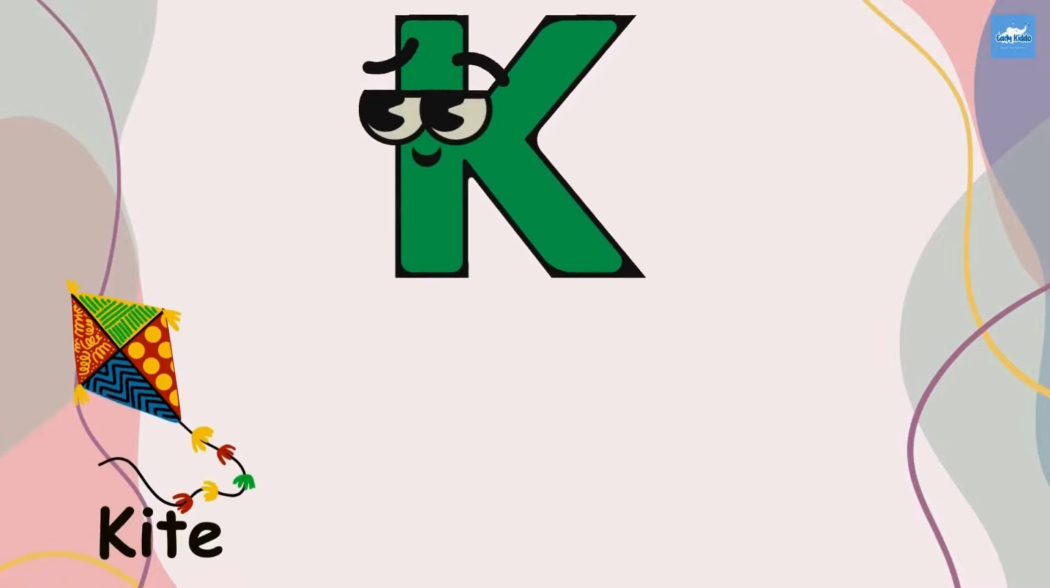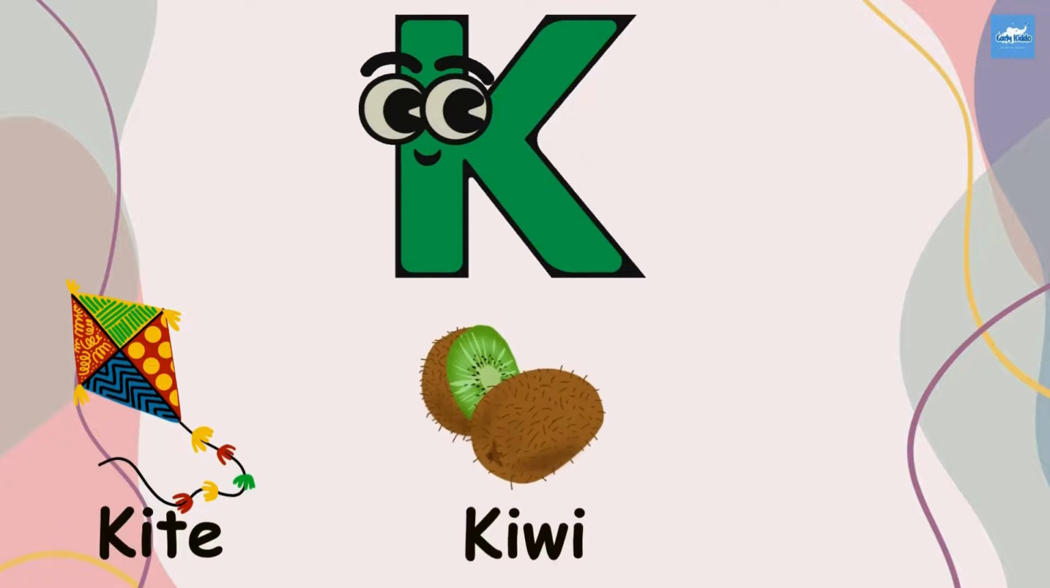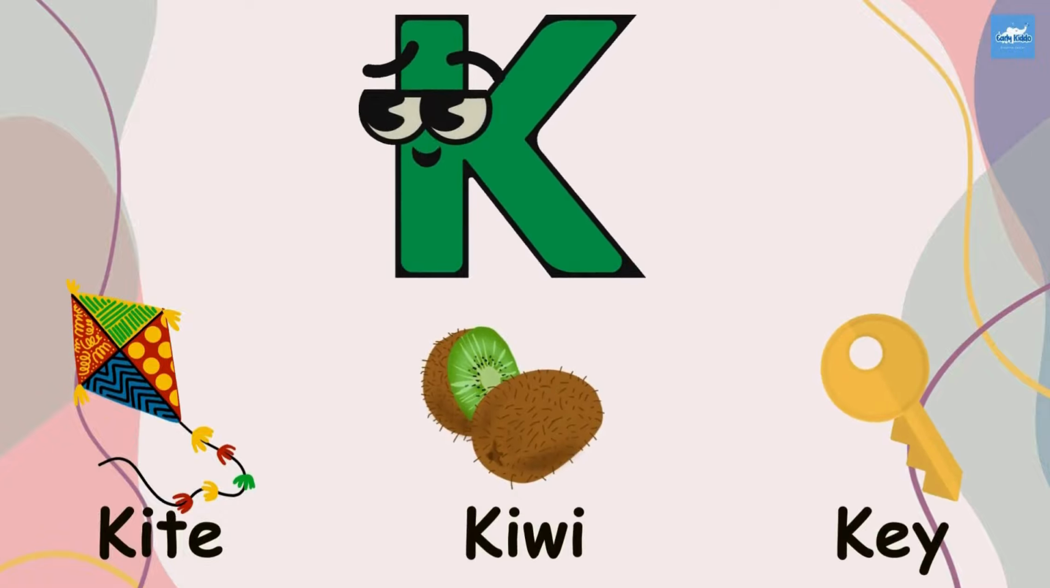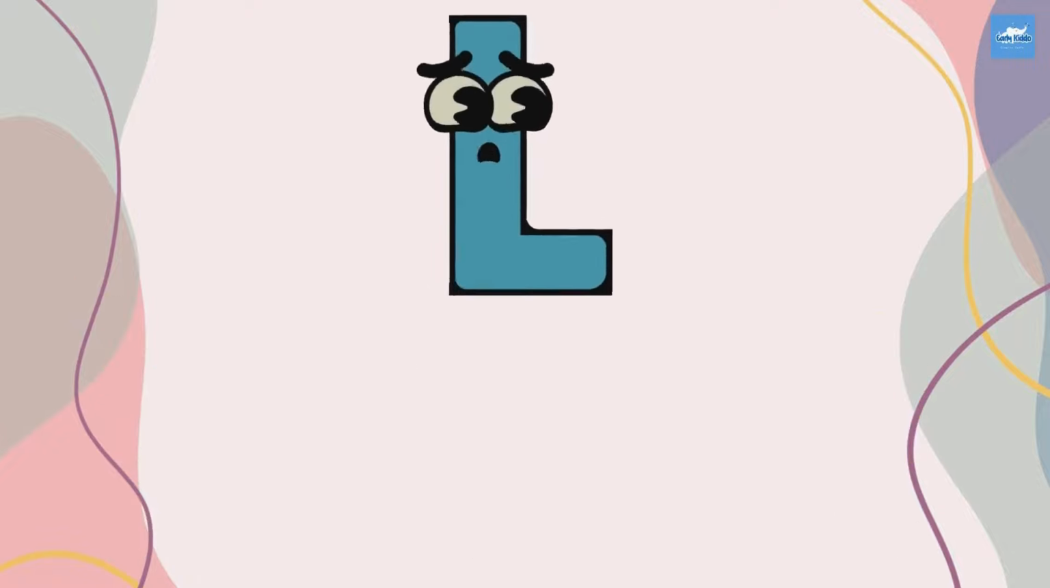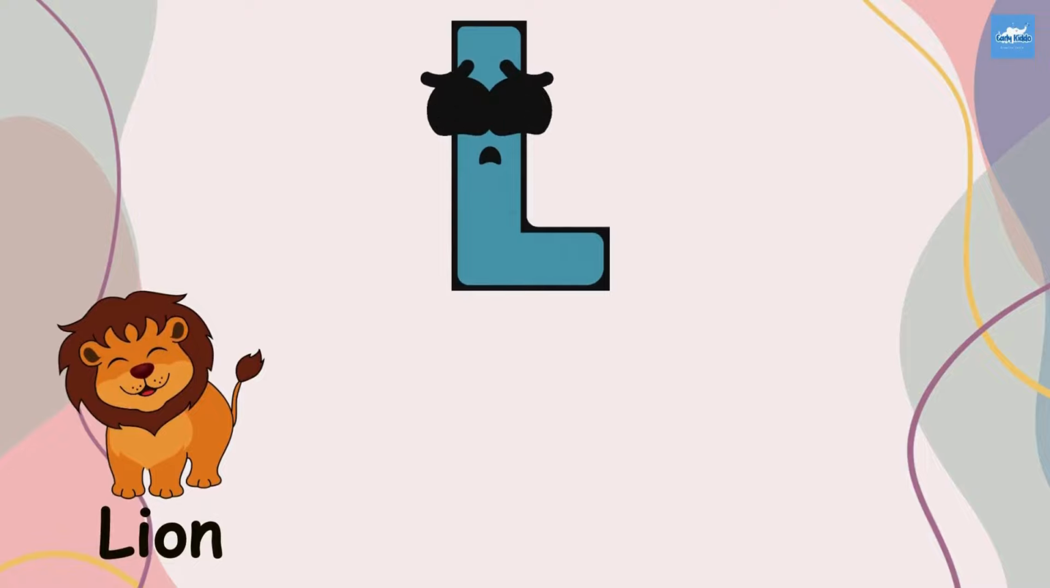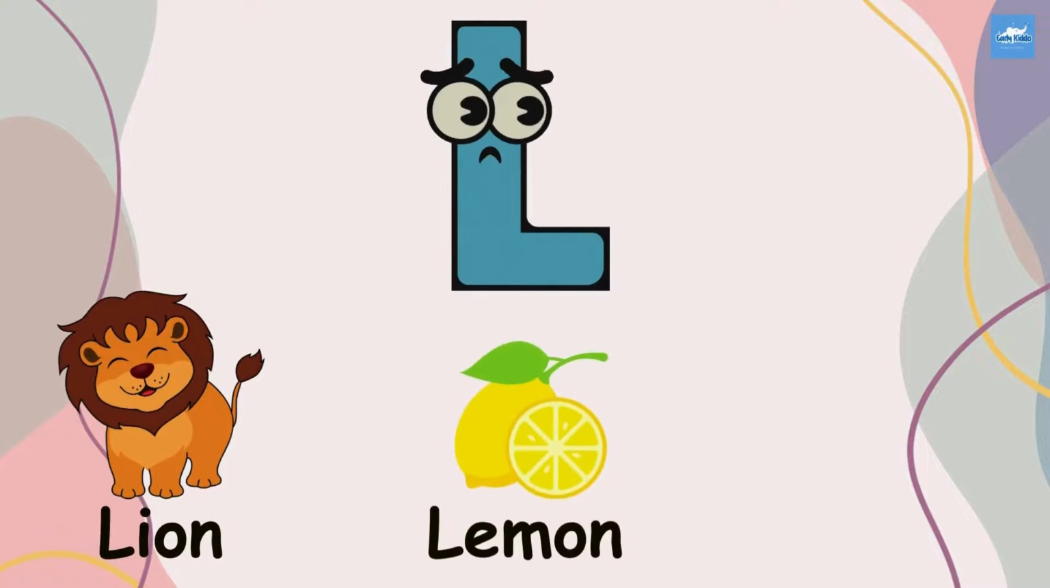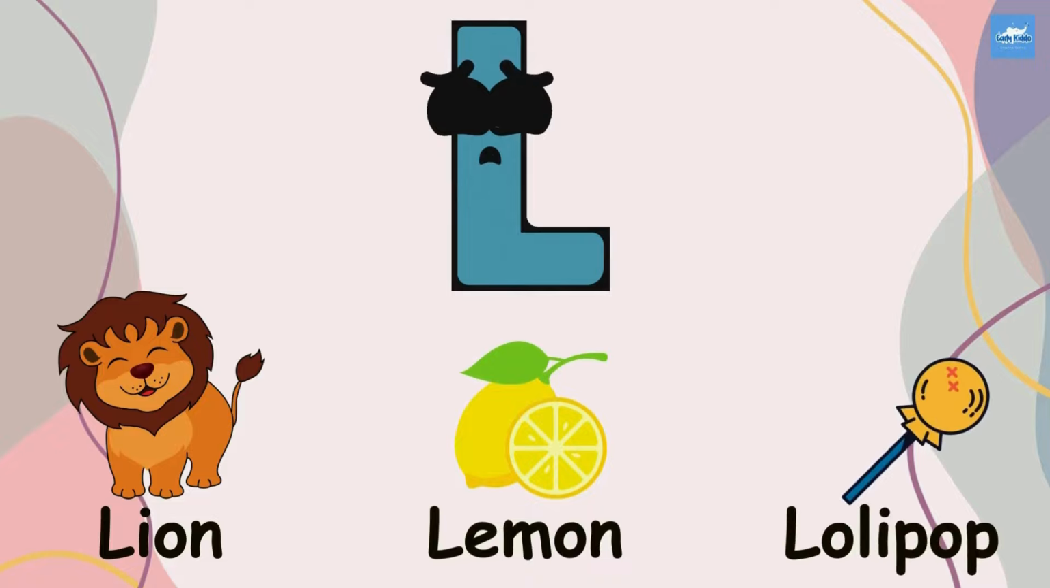Letter K. K for kite. K for kiwi. K for key. K says ka, ka, ka. Letter L. L for lion. L for lemon. L for lollipop. L says la, la, la.